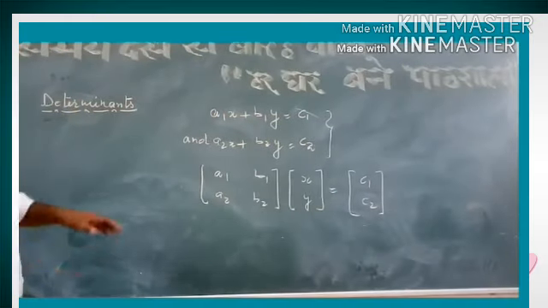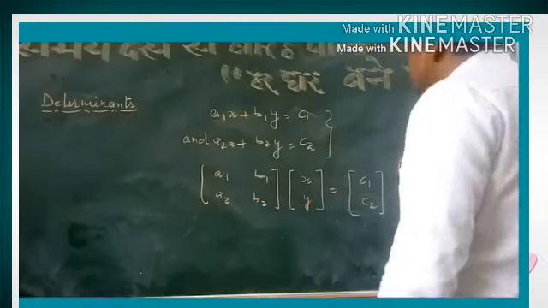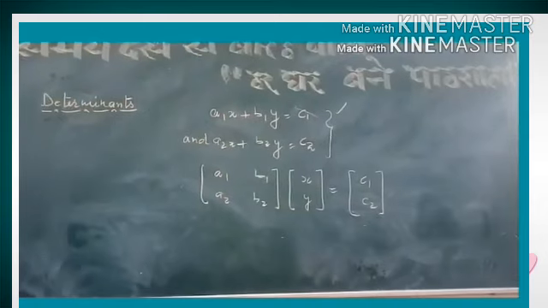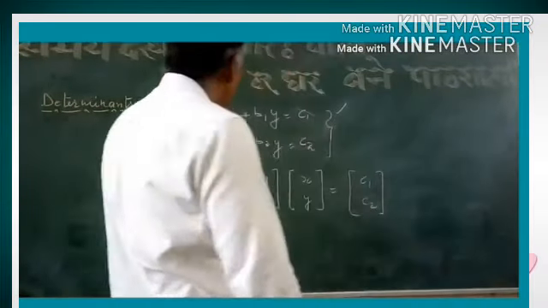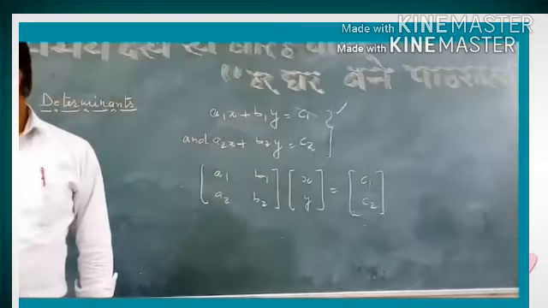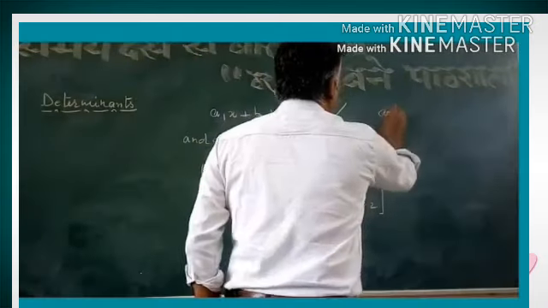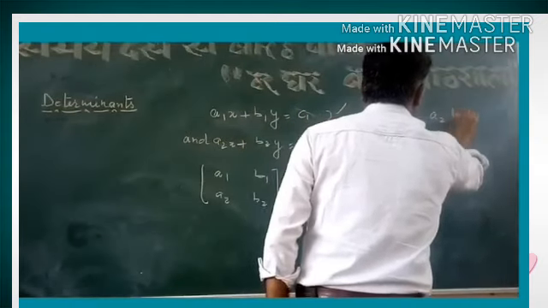Now, after solving this, we again get a linear system of equations in two variables. Whether this linear system of equations has a unique solution or not is determined by the number a1 b2 minus a2 b1.